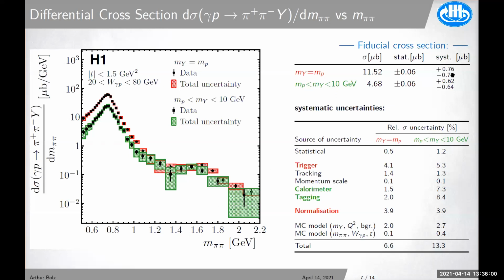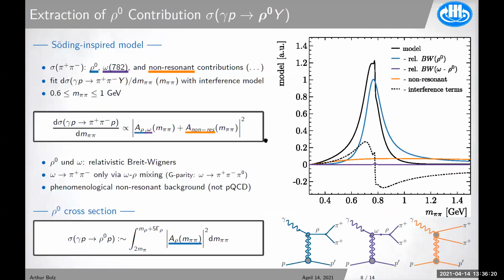On the right side, these are just some numbers. We don't need to go through all the details. These are the fiducial cross-sections and the split-up of the systematic uncertainties. We mainly have normalization uncertainties related to the tagging coming from the calorimeter and the large rapidity gap requirement, and then from the trigger and trigger correction scaling factors that we need.